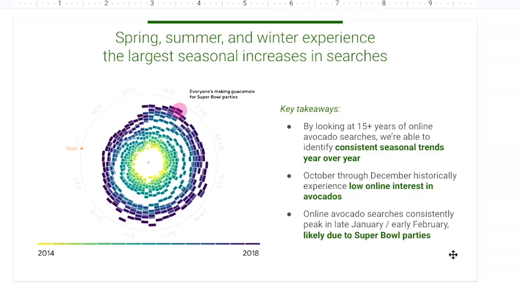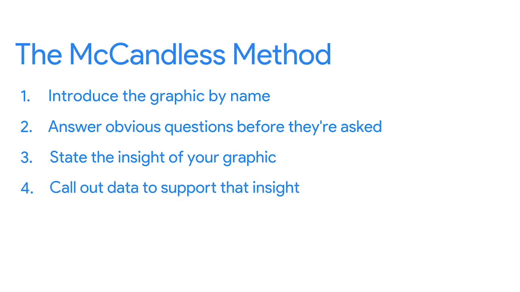Even though avocados are a seasonal summer fruit, searches peak in January and February. For a lot of people in the United States, watching the Super Bowl and eating chips with guacamole is popular this time of year. Now, our audience knows what takeaways we want them to have before moving on. The fourth step in the McCandless method is calling out data to support that insight. This is your chance to really wow your audience, so give as many examples as you can.